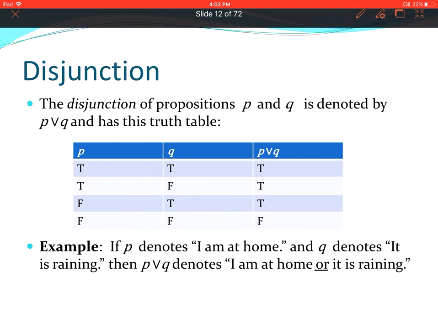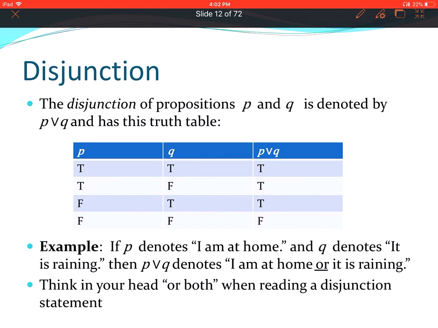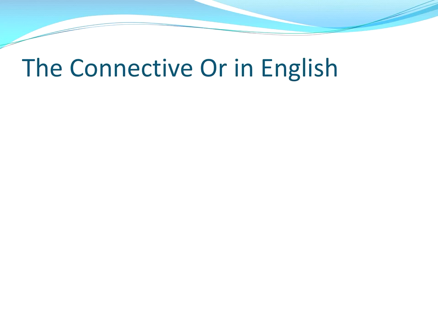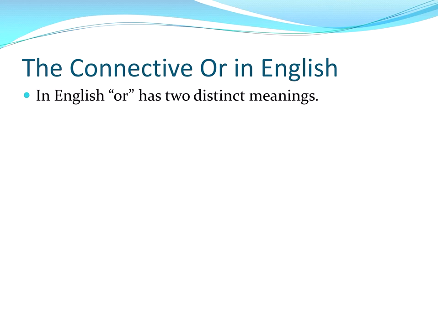Again, if P is "I am at home" and Q is "it is raining," then P disjoined with Q, or P or Q, means "I am at home or it is raining." One way to think about this is that you put in your head "or both." So only one of them has to be true, but it's okay if both of them are true. Now this gives rise to an issue in the English language: the use of the word "or." It has two meanings, and for the disjunction, it has this first meaning.